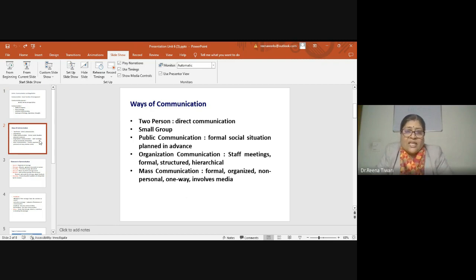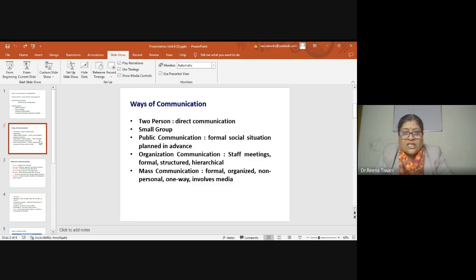Sometimes the communication is done with a small group. For example, as a head teacher, you want to communicate about the coming sports event to the sports committee. So in the sports committee, there are more than 2-3 people. So the principal is communicating about the whole process and the program and the work to be done to the small group.